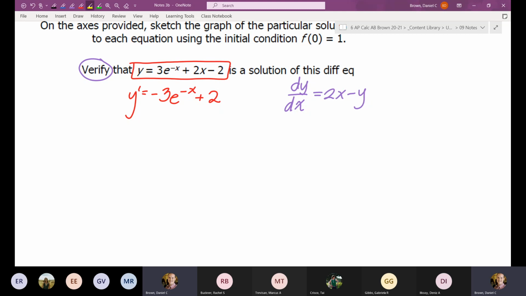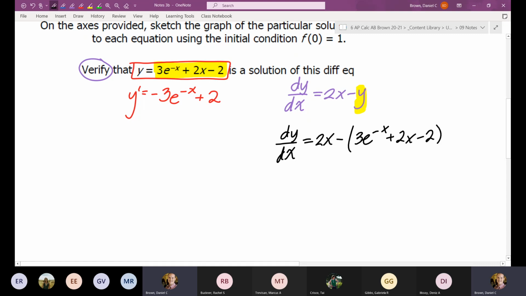So in the derivative given, we have this 2x minus y. Well, what is y equal to? Y is equal to that whole expression. So we can just substitute it in. When two things are equal in math, we know that we can just do substitution. So I have 2x minus 3e to the negative x plus 2x minus 2.